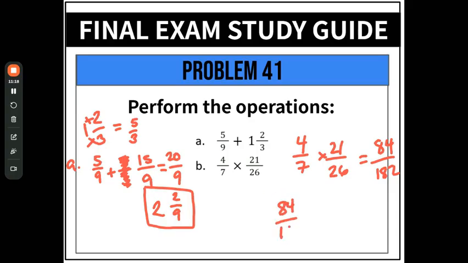84 and 182 are both divisible by 14. So I need to divide by 14 on the top and on the bottom. And that gives me 6 on the top and 13 on the bottom.